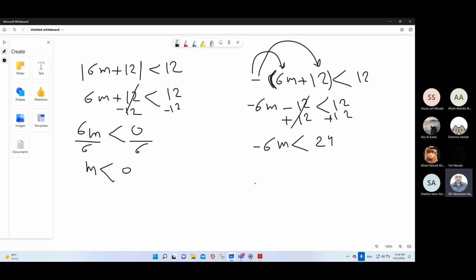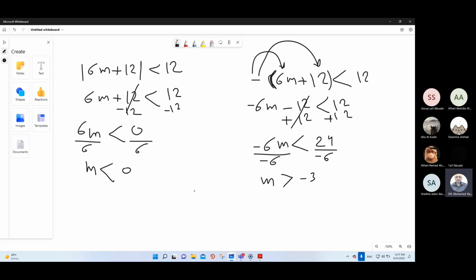Then we want to remove negative 6 to keep the variable alone. So you can divide by the coefficient, divide by -6 here and divide by -6 here. -6 divided by -6, 1, remains here m. And always remember, when you divide or multiply by a negative number, switch the direction of the inequality. Now 24 divided by -6 will be -3.